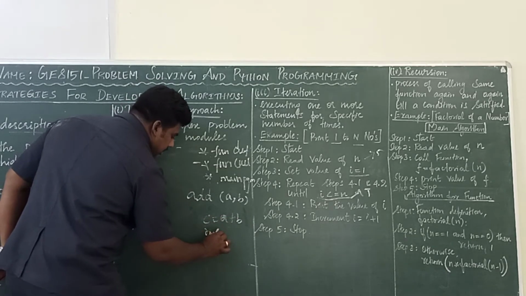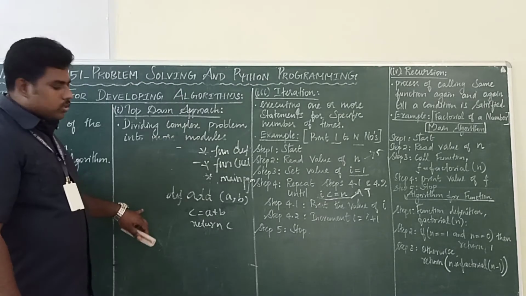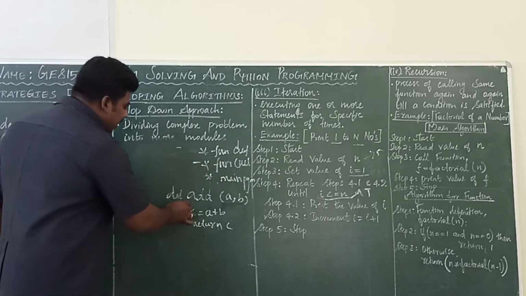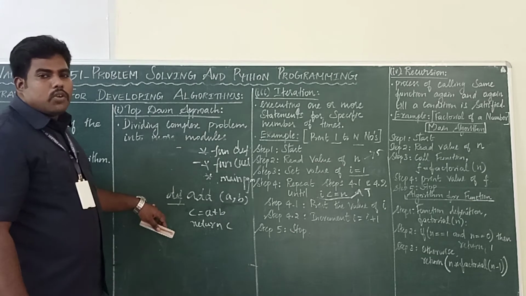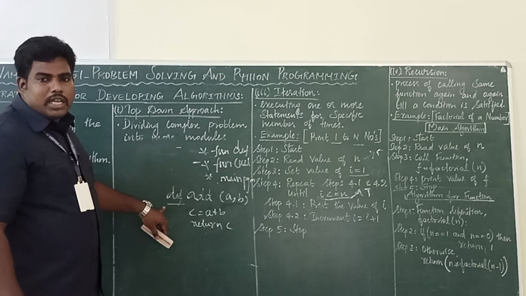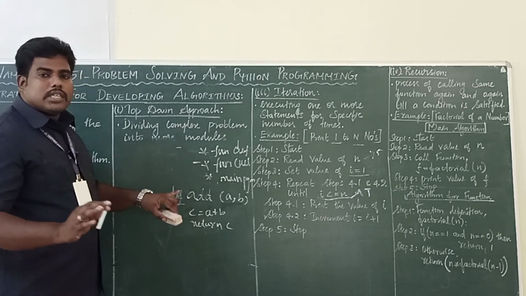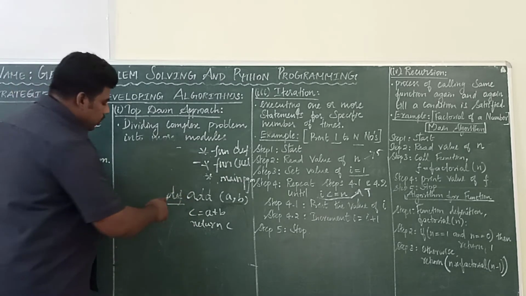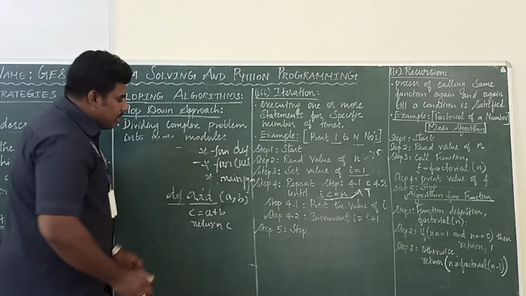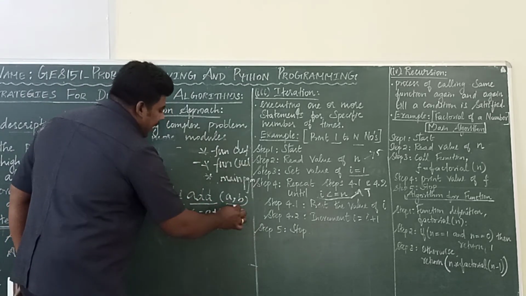Return C. So this is one of the examples for the function definition. For denoting the definition, I am using a keyword in Python, def. As you are going to learn Python, I am giving the example as Python code. So def denotes the function definition, this is the function name, and this is called parameters.